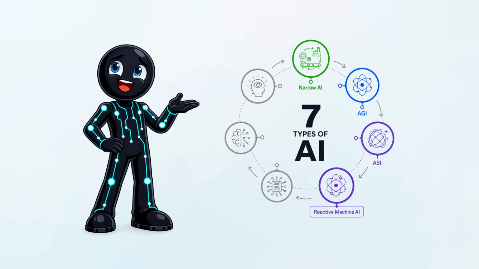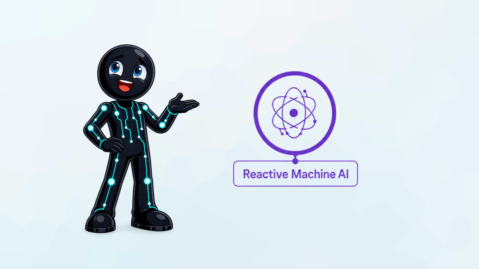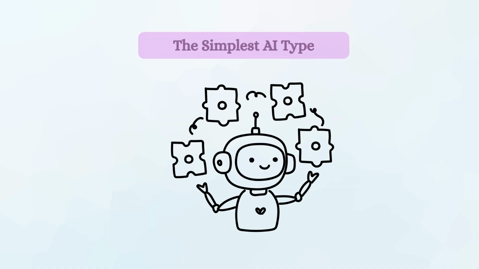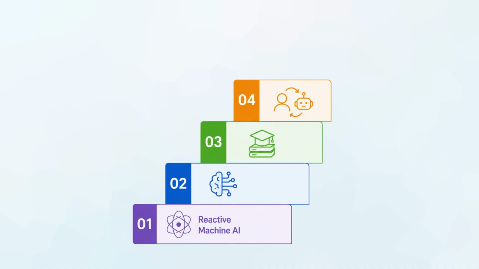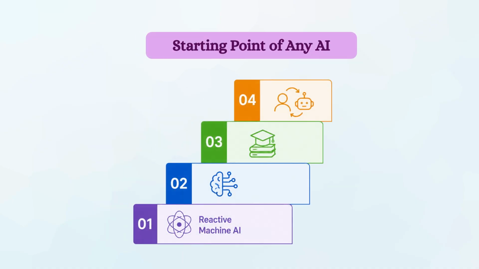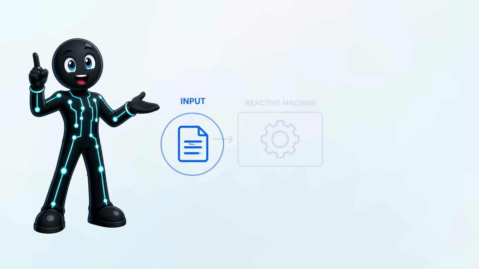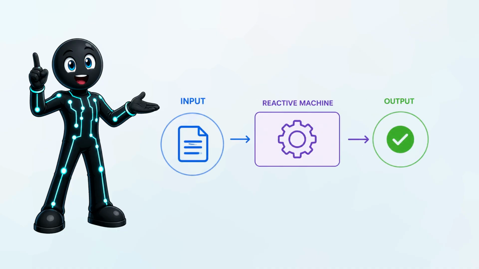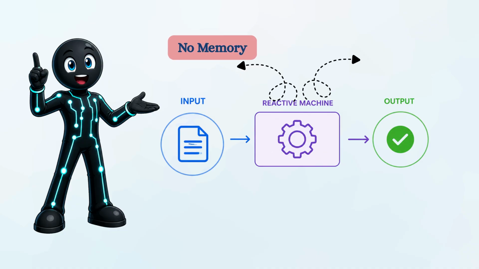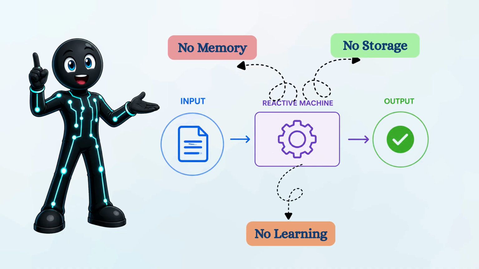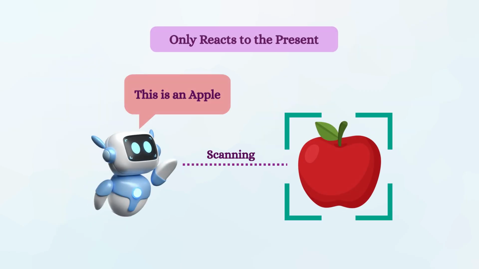The first functionality-based type is called Reactive Machine AI. This is the simplest form of artificial intelligence and first stage to any AI system. A reactive machine takes an input, processes it, and immediately produces an output. That's it. It does not remember what happened before. It does not store past experiences. And it does not learn over time. In other words, it simply reacts to the current situation.